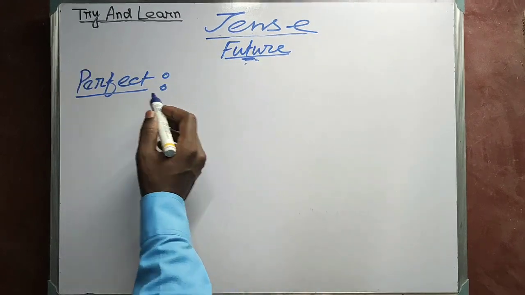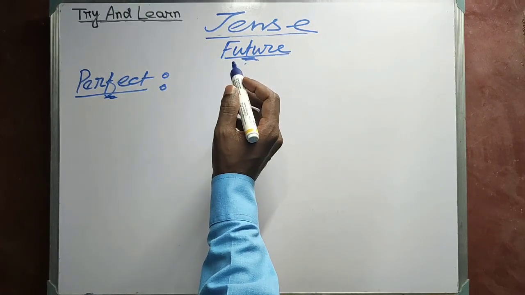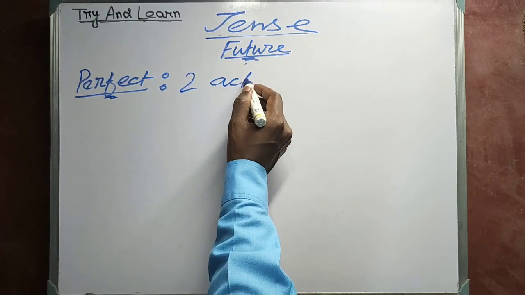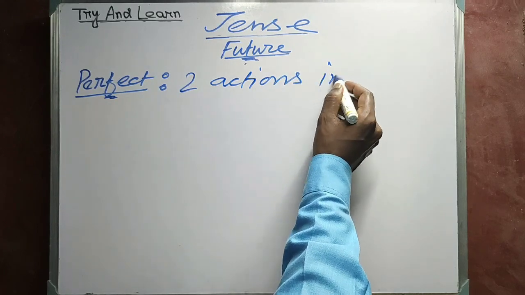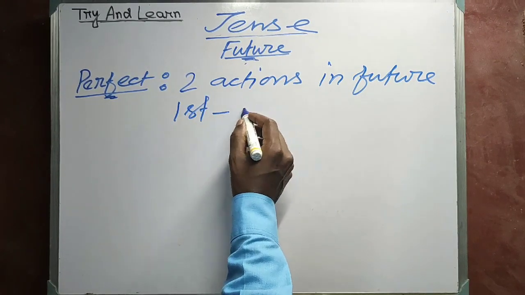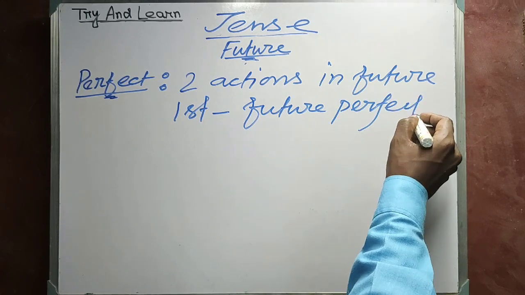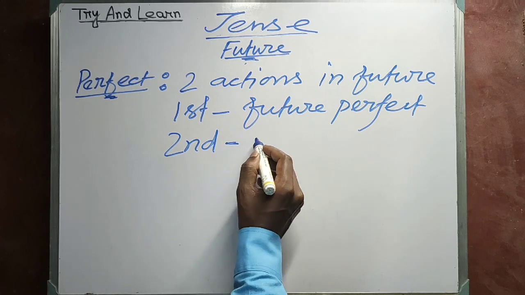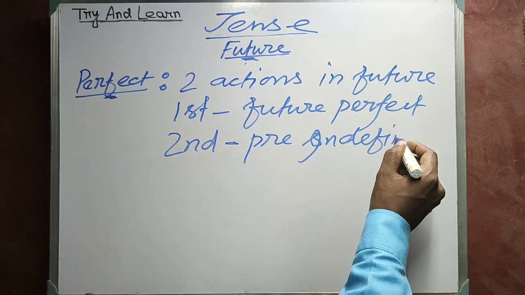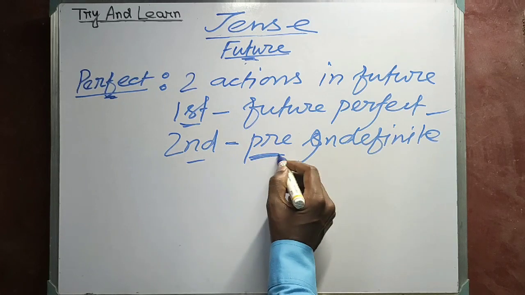Next, future perfect. It is also interesting, like past perfect. This tense is used when two actions are there in future. The first action will be future perfect and the second action will be present indefinite.